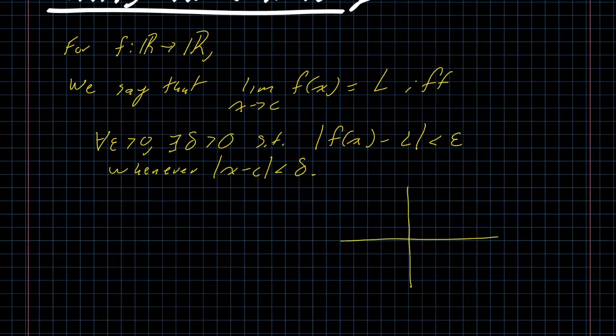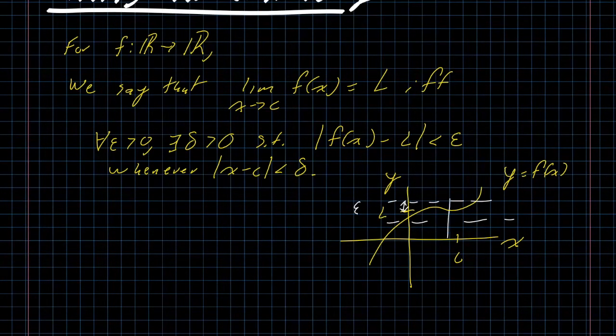I always found it easier to remember by thinking about the picture. If I've got a curve here, y equals f of x, I've got a point c, and I've got a y value L. The theorem tells me that if I pick a distance here called epsilon, that no matter what, I can find a box here of distance delta so that my curve goes out the left and right side of the box, not the top and bottom.